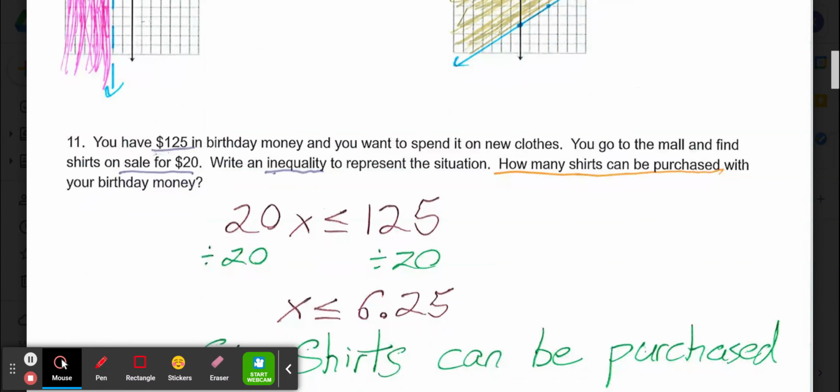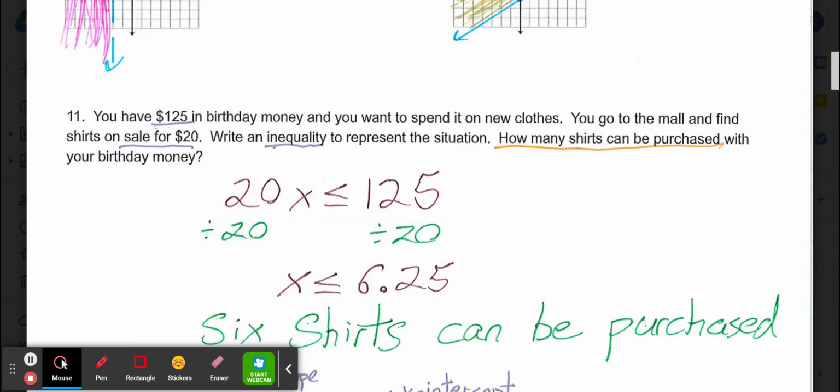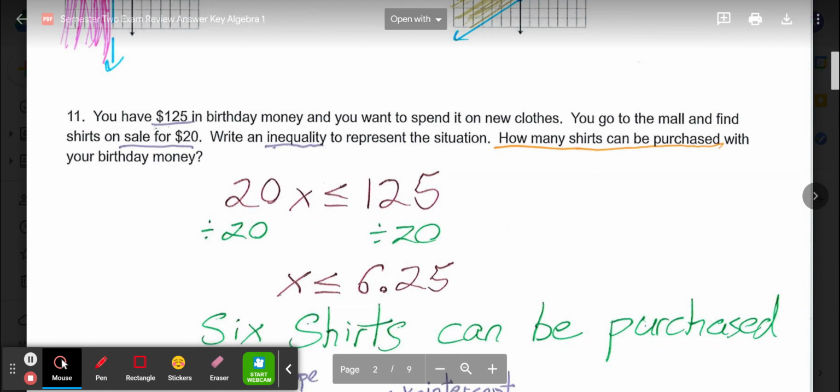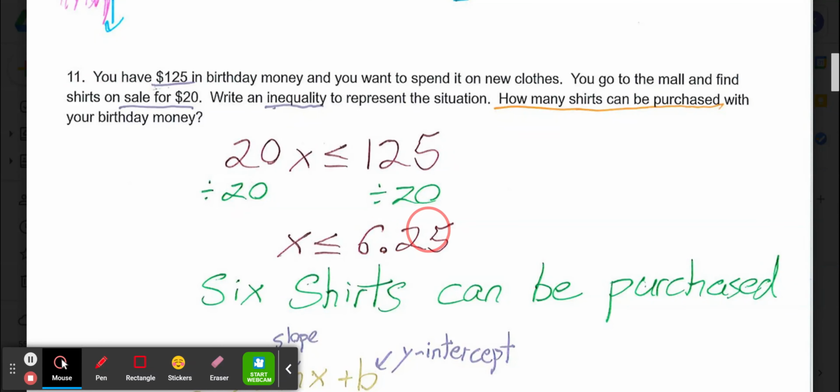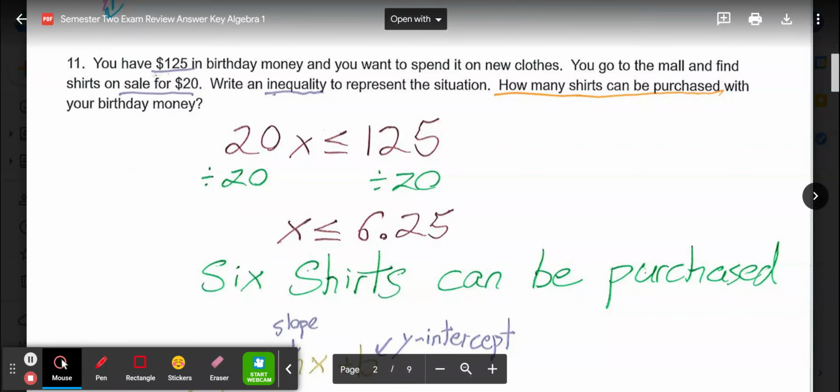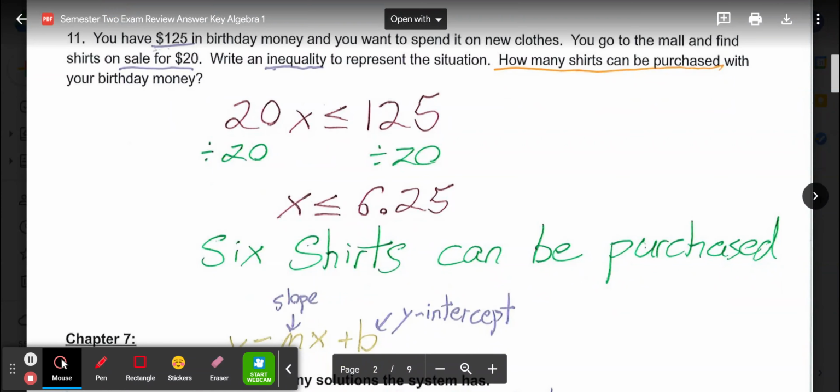And then 11, an inequality word problem. We know our total amount of money is $125 and each shirt is $20. So 20 times x, x being the number of shirts, is less than or equal to 125, the most we can spend. Divide by 20, and x is less than or equal to 6.25. Well, we can't buy a quarter of a shirt, so 6 shirts could be purchased.